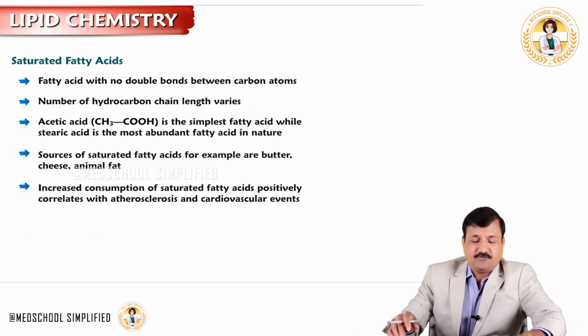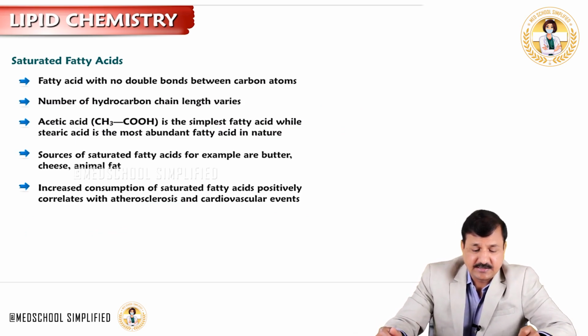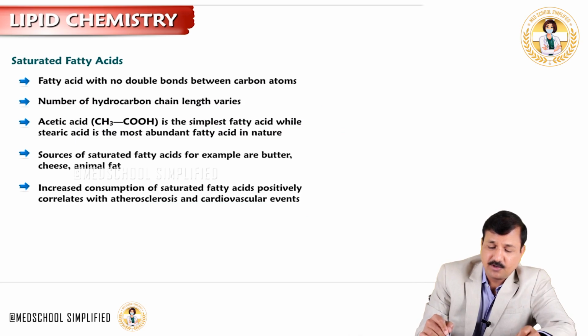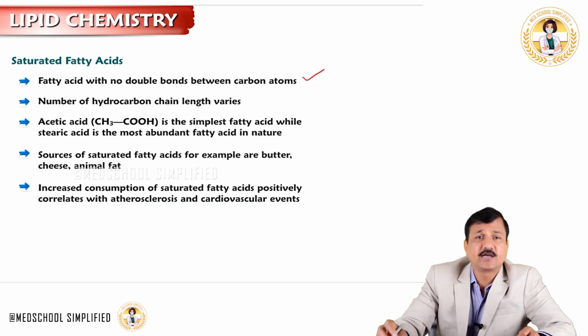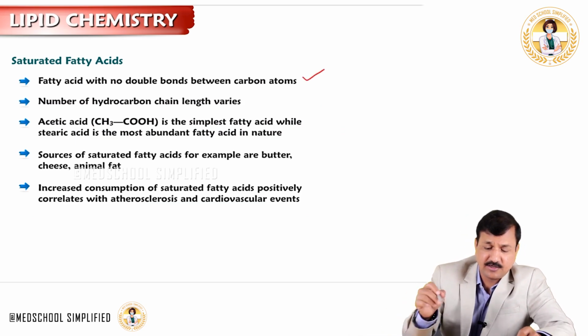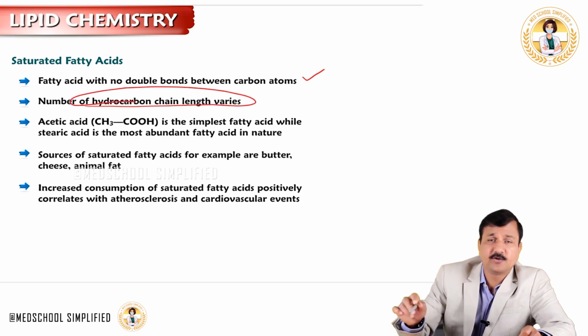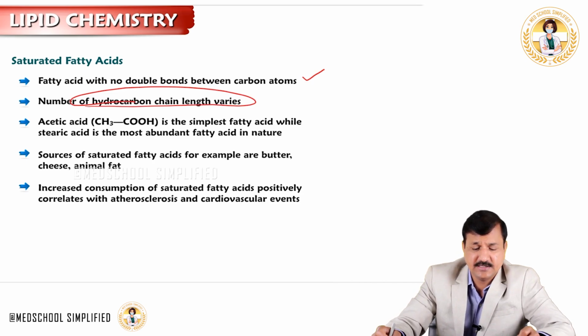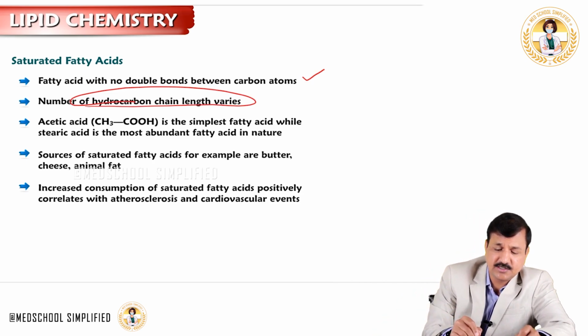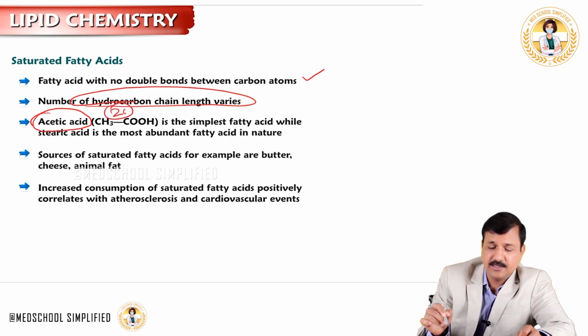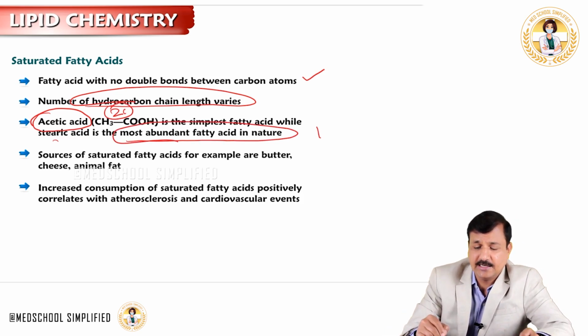Coming to some information on saturated fatty acids. Now, fatty acids with no double bond between carbon atoms are referred to as saturated fatty acids, as we have already seen. And the hydrocarbon chain length can vary from one fatty acid to another. The simplest saturated fatty acid is acetic acid, which has just 2 carbon. Whereas stearic acid is the most abundant fatty acid in nature, which has 18 carbon and no double bond.